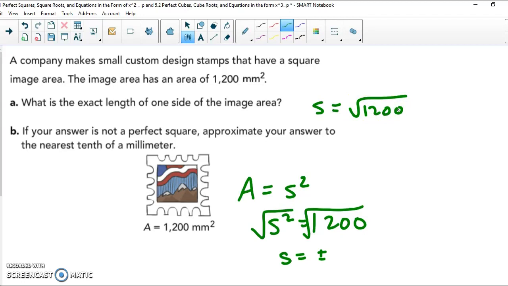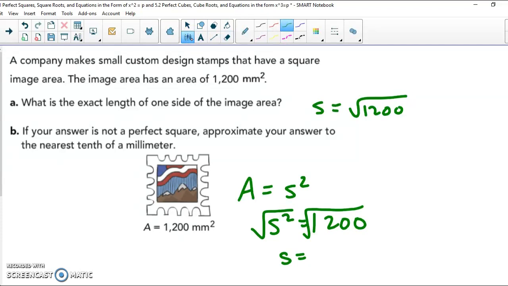Because when I actually punch that in on my calculator, I find that I'm going to get an approximate decimal because 1,200 is not a perfect square. So when I take the square root, I'm going to get an irrational number, a non-repeating, non-terminating decimal. I also know that since I'm talking about side length, I can rule out the negative version of this because I'm not going to have a negative side length.